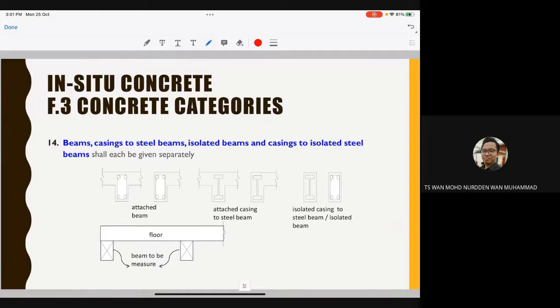Okay, 14. Beam, casing to steel beam, isolated beam and casing to isolated steel beam shall each be given separately. Maksudnya semua ni kena measure berasingan, tak boleh combine lah. Okay, tak boleh combine. Okay, untuk beam, casing to steel beam, isolated beam and casing to isolated steel beam shall each be given separately. Okay.